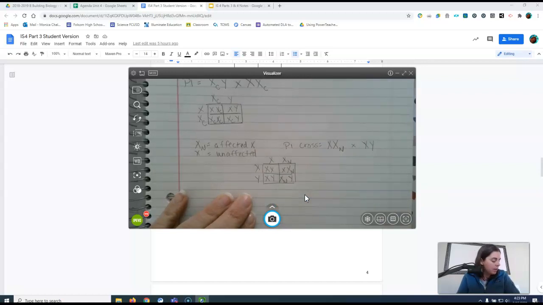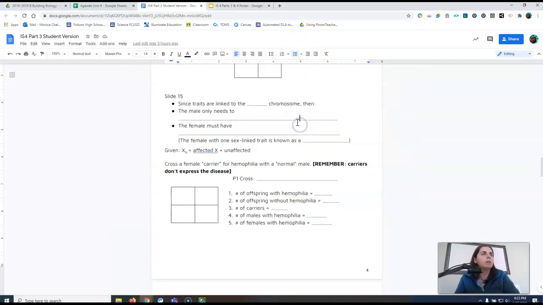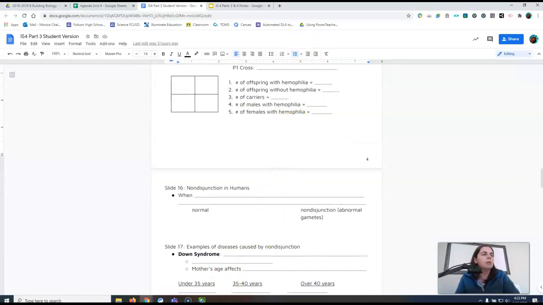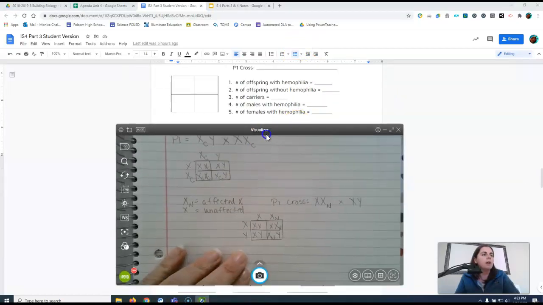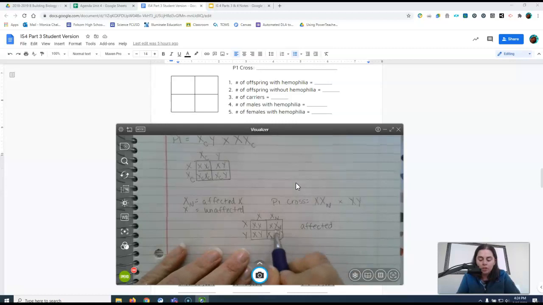And we need to get the number 1, the number of offspring with hemophilia. So how many offspring here are going to be affected by this disorder? If we look at it, and make sure you guys can see everything. There we go. Okay, so the number affected is just this one. 1 offspring.